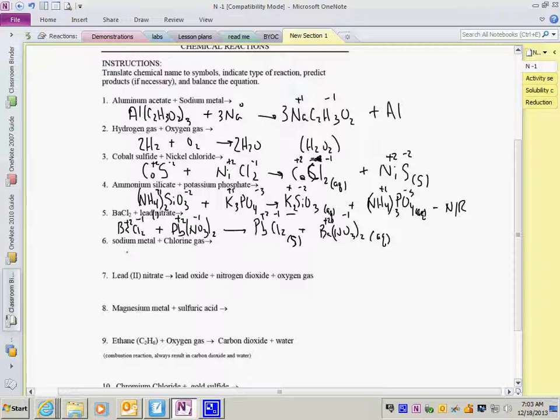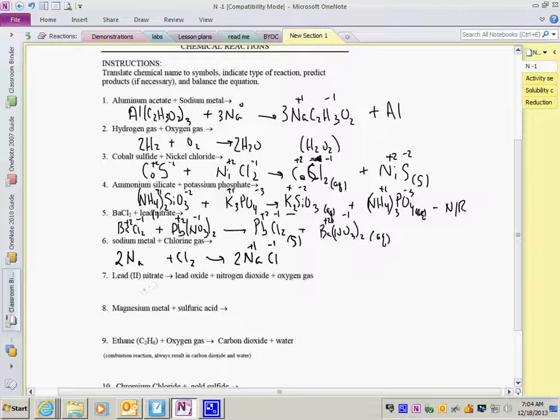Alright, sodium metal, Na, plus chlorine gas. This is simply a combination or synthesis reaction. Put the two together, and we get NaCl, plus 1 minus 1, so NaCl. Balancing for 2 chlorines, we need 2 sodiums, 2 sodiums.